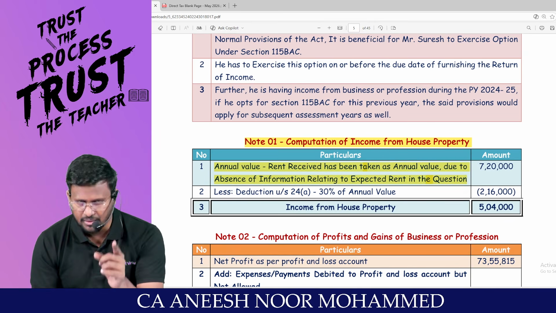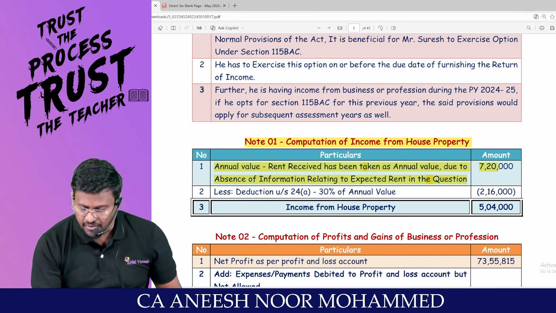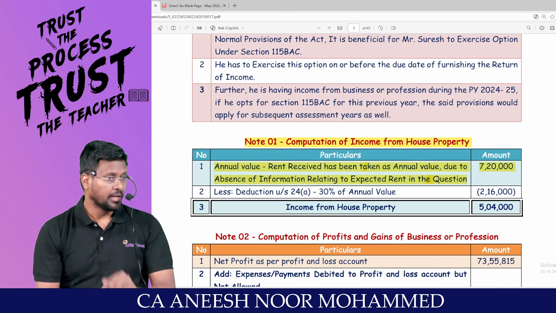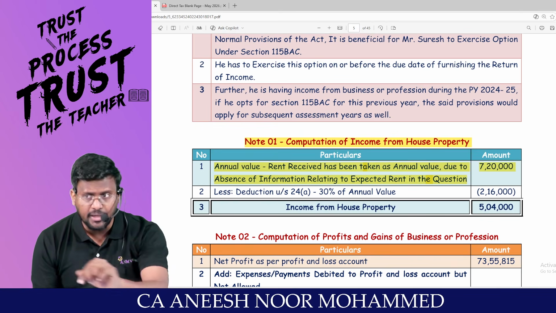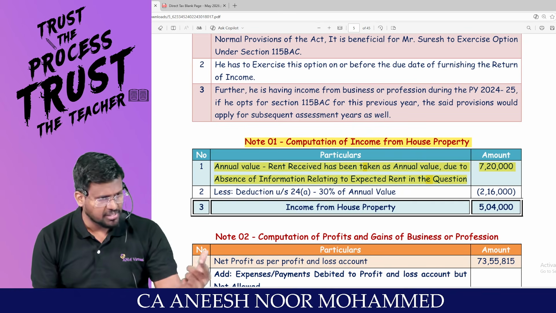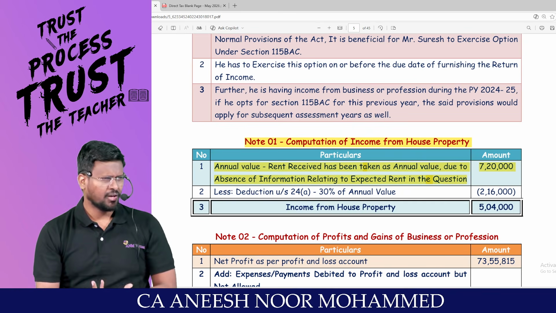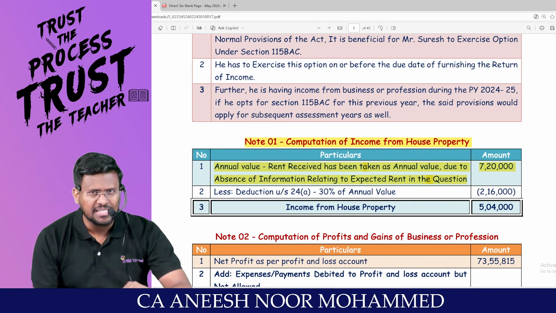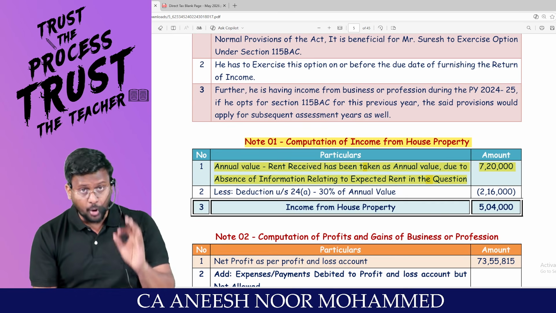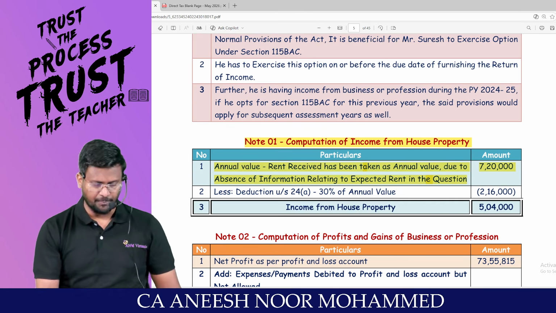Why am I reading this? Don't simply write GAV as 7,20,000. Write the rules for calculating GAV, then the examiner will be impressed, because anyway we know that point. For what purpose do we know it? To exhibit it to the examiner. So properly disclose it to the examiner.